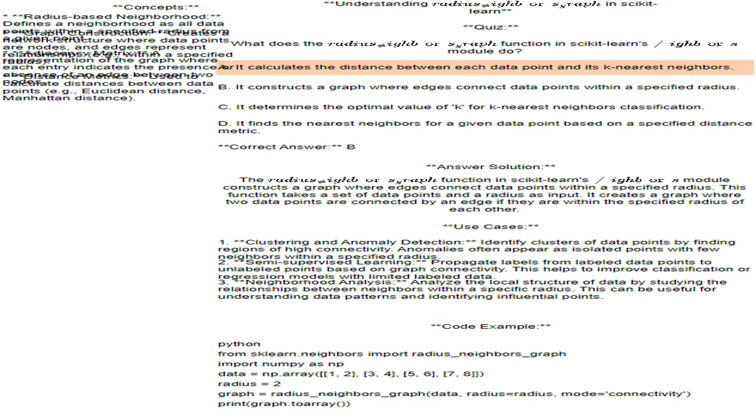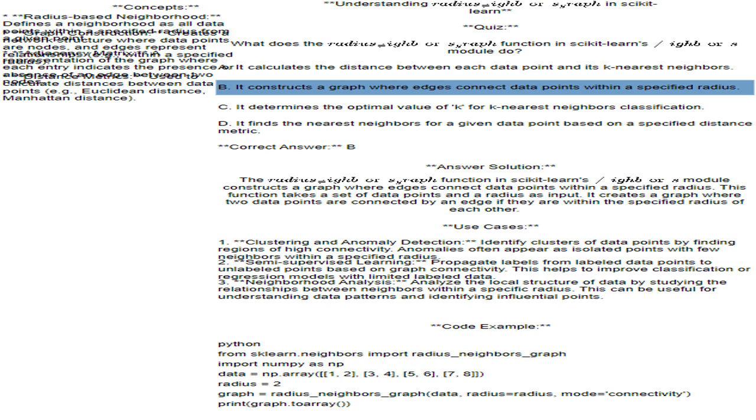It calculates the distance between each data point and its k nearest neighbors. This is the correct answer. Radius neighbors graph creates a graph where data points within a given radius of each other are connected by an edge. This is useful for tasks like clustering, anomaly detection, and semi-supervised learning. True. B. It constructs a graph where edges connect data points within a specified radius.